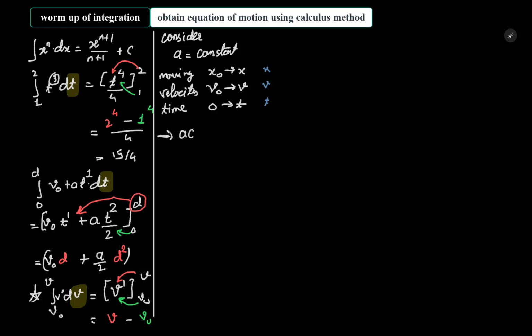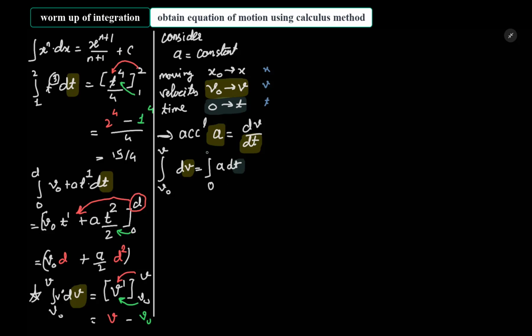Now let's try to obtain your first equation of motion. We are going to use definition of acceleration. Acceleration a is actually dv by dt. If we move this dt on the left side, we will get a dt is equal to dv. So we are ready to integrate both the side. On left side, your variable is v, so we need its limit, which is v0 to v. And on right side, your variable is t, so we need its limit, which is 0 to t.